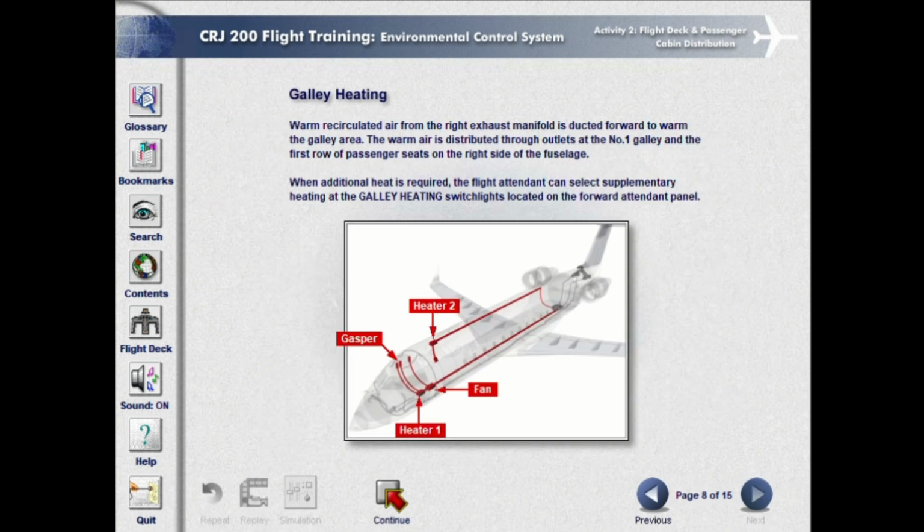Galley heating. Warm recirculated air from the right exhaust manifold is ducted forward to warm the galley area. The warm air is distributed through outlets at the number 1 galley and the first row of passenger seats on the right side of the fuselage. When additional heat is required, the flight attendant can select supplementary heating at the galley heating switch lights located on the forward attendant panel.